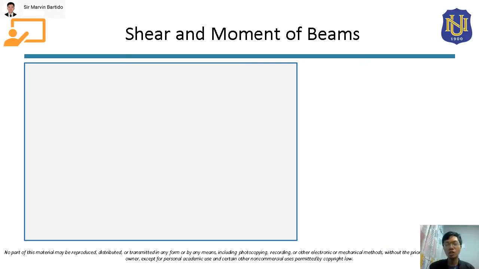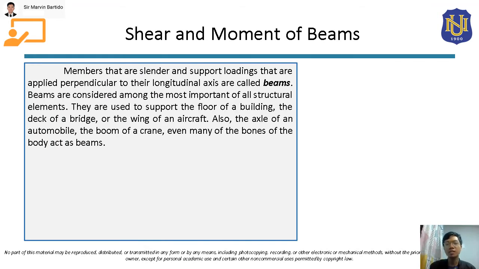Before we talk about the shear and moment in beams, let us first define what a beam is. Members that are slender and support loadings that are applied perpendicular to their longitudinal axis are called beams. Let's say this is the axis of the beam. The loadings that it supports are applied perpendicular to the axis, not along the axis of the beam. So again, the loads here are applied perpendicular to the longitudinal axis of this beam.